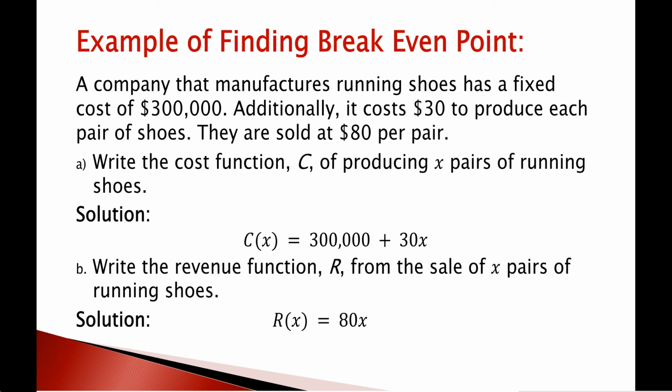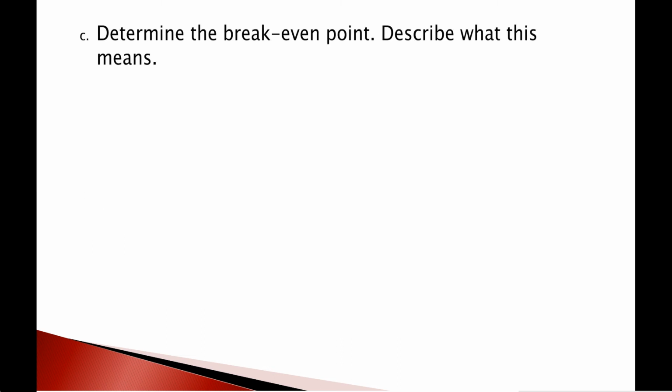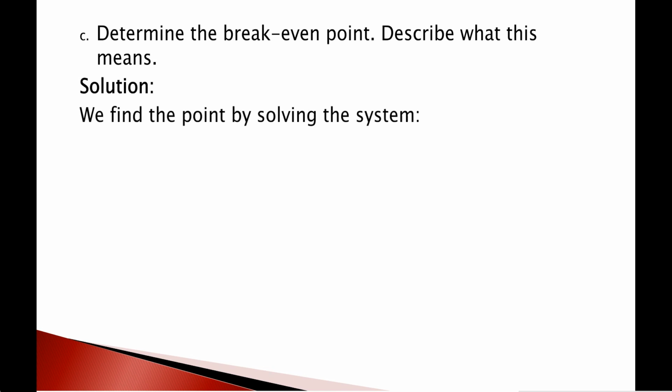Write the revenue function R from the sale of X pairs of running shoes. I can generate my R of X is equal to 80, which is the selling price of a unit product, times X, which is the total number of units of products that this company has sold. Now determine the break-even point and describe what this means. We can find the point by solving the system R of X is equal to C of X.